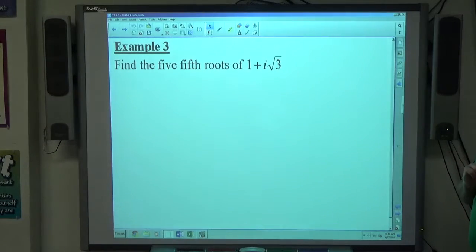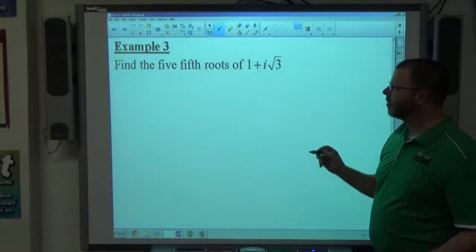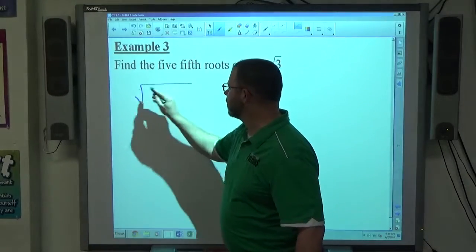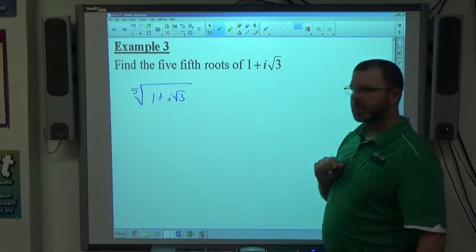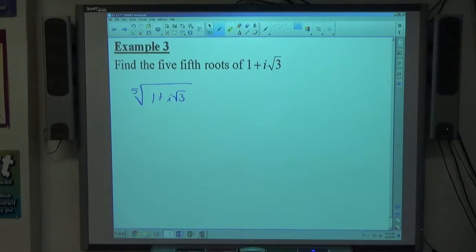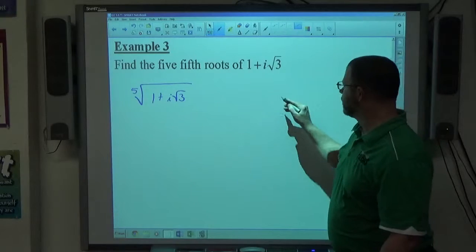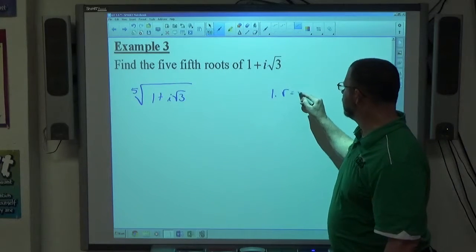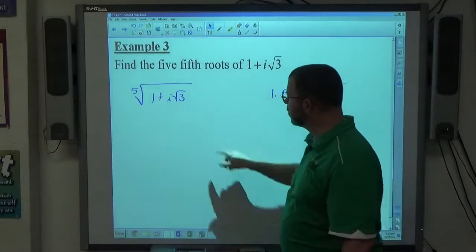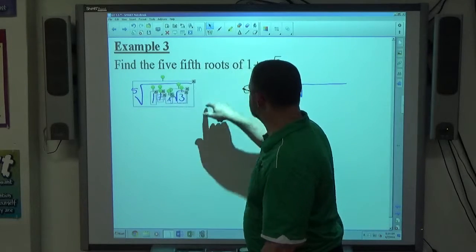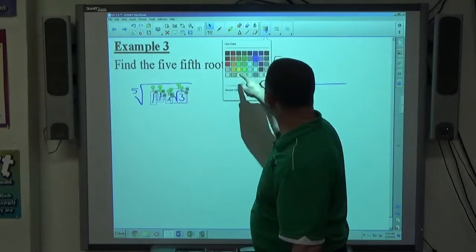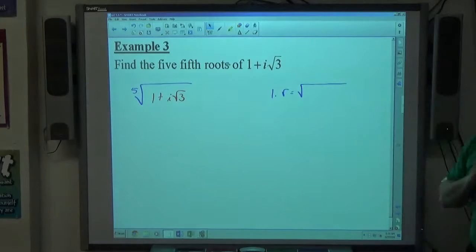Find the 5th roots of 1 plus i square root of 3. So first of all, the problem, if I were to write it out, looks like this. The 5th root of 1 plus i times the square root of 3. Complex number written in standard form. Job 1, convert it to trigonometric form. So, 3-step process there. Step 1, the magnitude is going to be the square root of, and let me just make sure there's no confusion. Some people get confused. That is what we're changing to trigonometric form, not the 5th root, just the complex number inside.